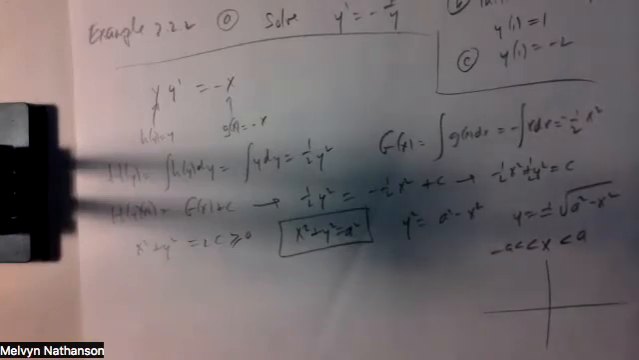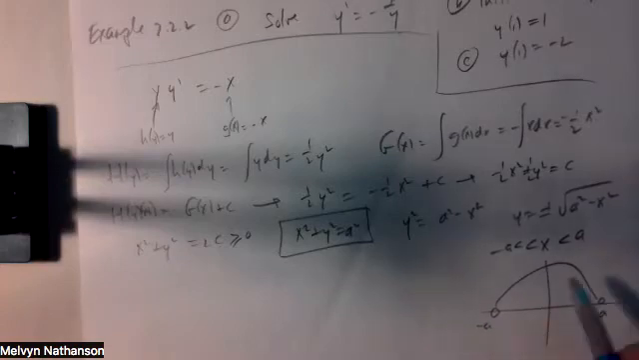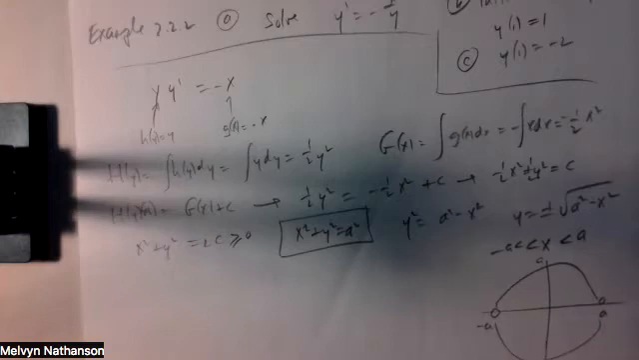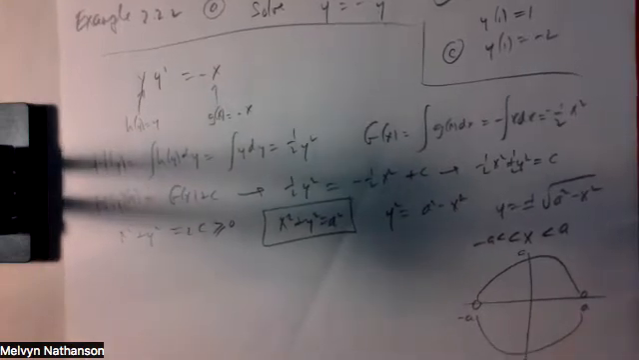So this differential equation has two solutions. One solution is the top half of a circle of radius a, and the other solution is the bottom half of a circle of radius a. Those are the two solutions of this differential equation.